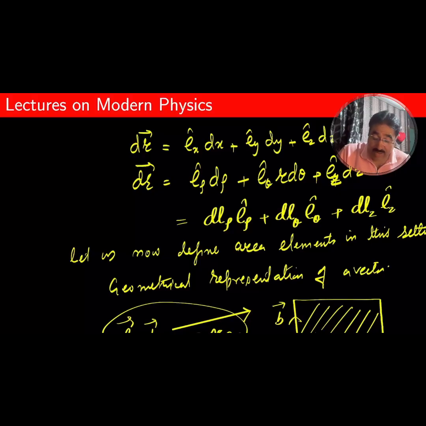You can see that the angle between them is 90 degrees. So L dot B will map to 0, but the Euclidean area of this rectangle is not 0. So the dot product doesn't give me the right magnitude of the area. Another problem with the dot product is that it doesn't specify the orientation of the surface.